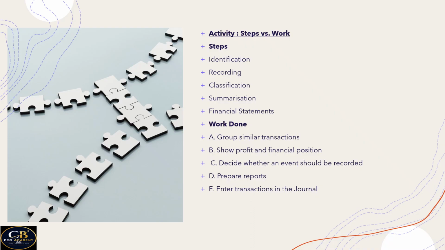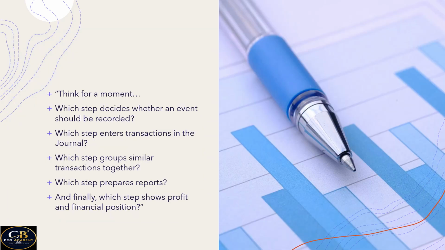Now you need to arrange them as per the correct order. But what's the easiest way to do it? Think for a moment. Which step decides whether the event should be recorded? Which step enters transaction in the journal? Which step groups similar transactions together? Which step prepares reports? And finally, which step shows profit and financial position? When you yourself answer these questions, you will definitely give the correct answer.